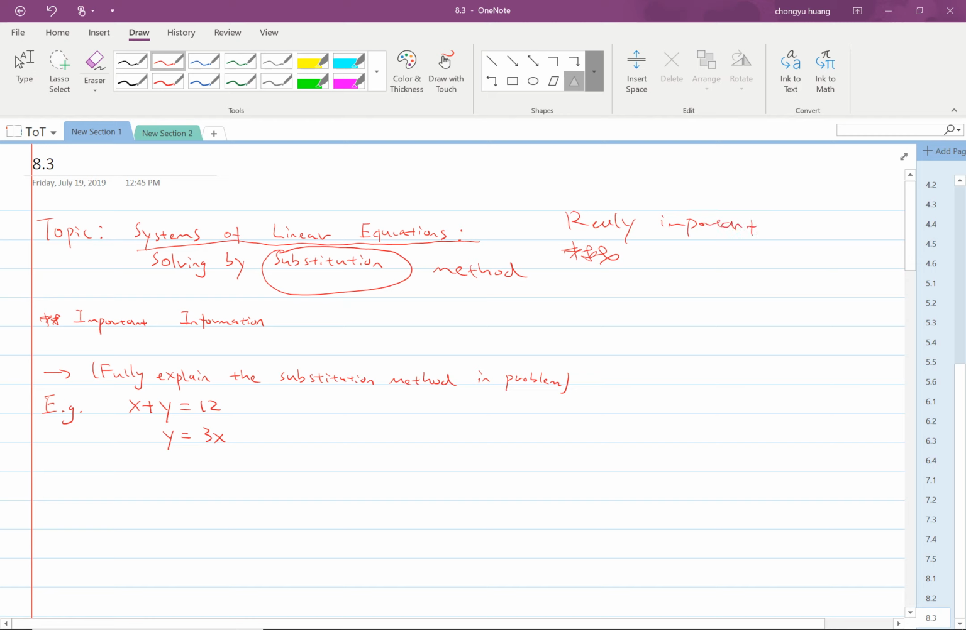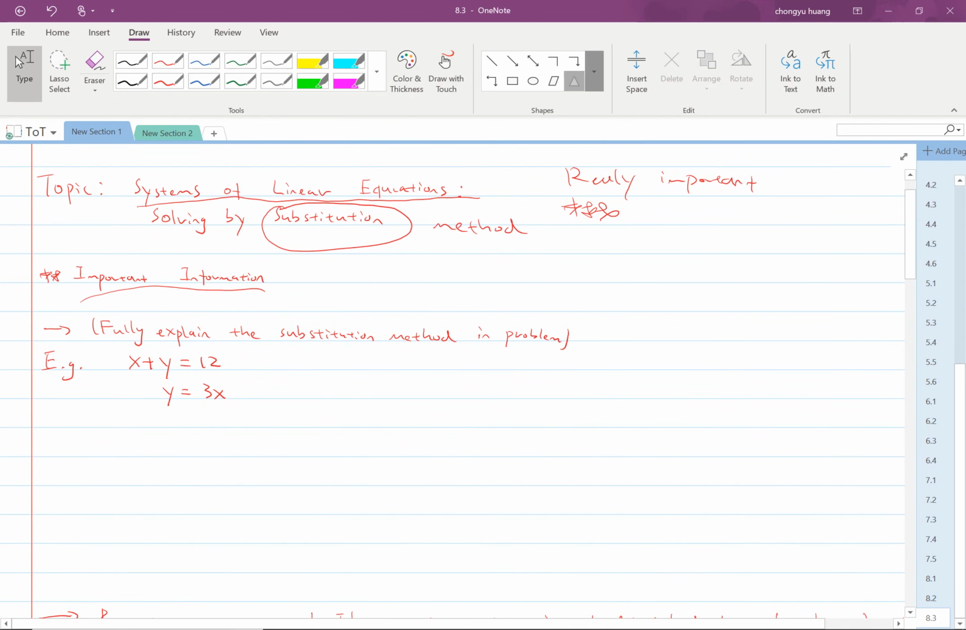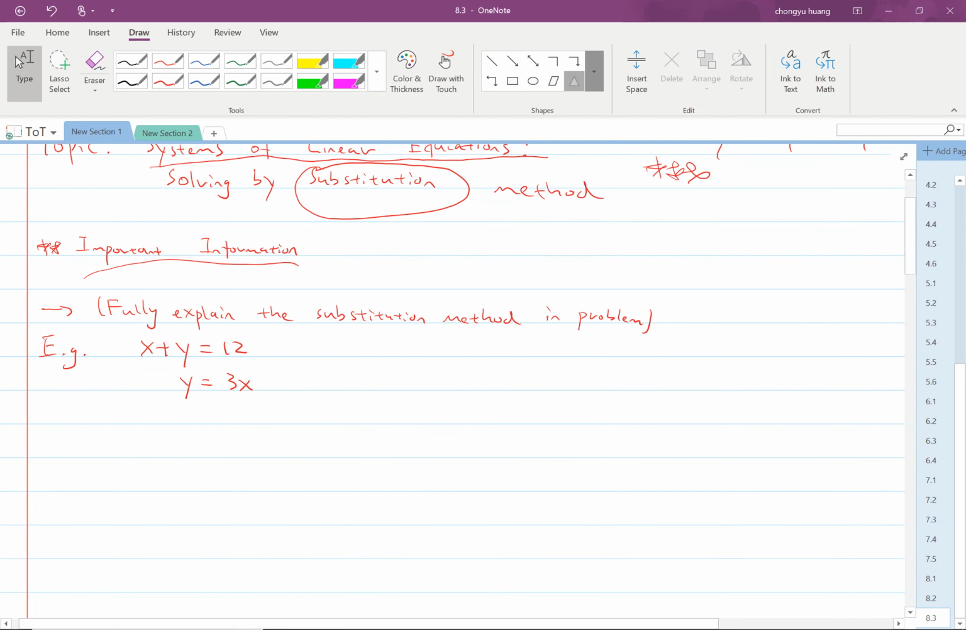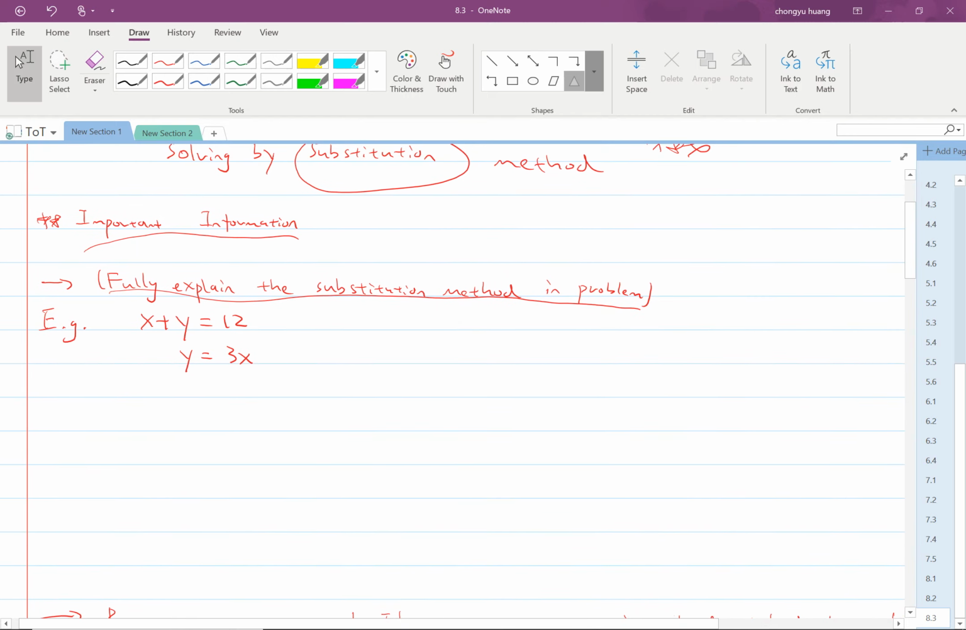Sorry for the writing. We have some really important information over here. I will fully explain the substitution method in the problem, but first let's go through an example. In the question part, I will explain the substitution method again. Here we have a really easy example to demonstrate how we use the substitution method.